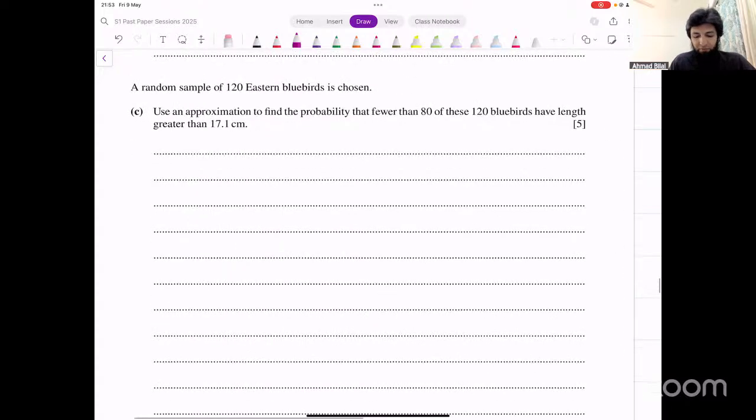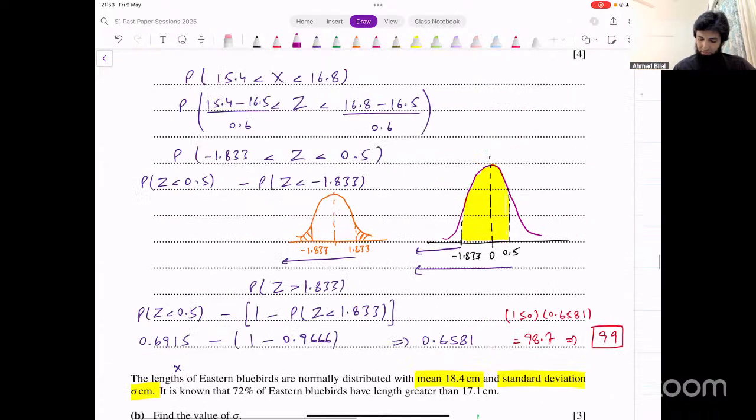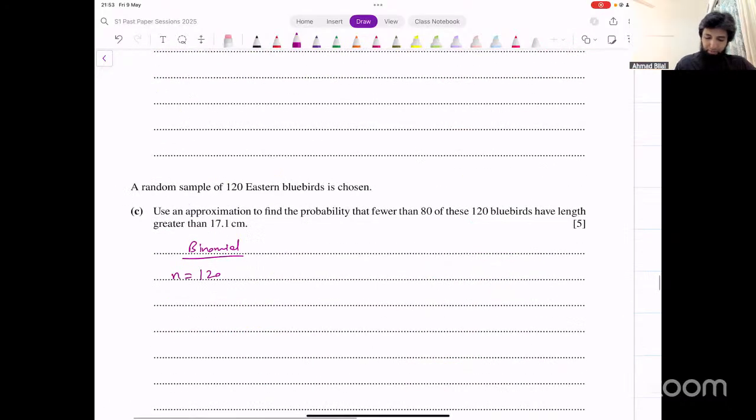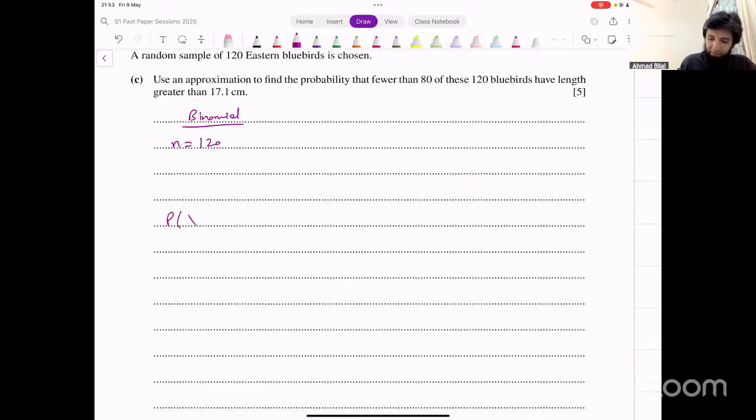Now it says a random sample of 120 eastern bluebirds is chosen using approximation. Again, that means whenever you have an approximation, the original distribution is binomial, and you have to approximate that as normal. So we have a binomial distribution. They have chosen a sample of 120 bluebirds. That means n is equal to 120. We need to find the probability that fewer than 80 have length greater than 17.1. Probability that we have less than 80 successes. That's what we're looking for.